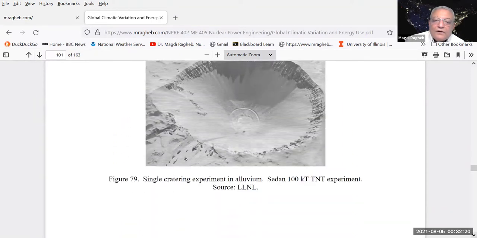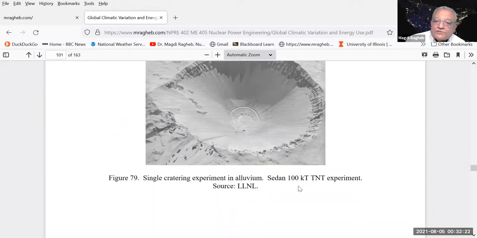This is one of the large explosions, 100 kilotons of TNT, creating what's called the Sedan experiment. And you could see here vehicles. This is a truck or car. It gives an idea about the size of the crater that you can excavate.